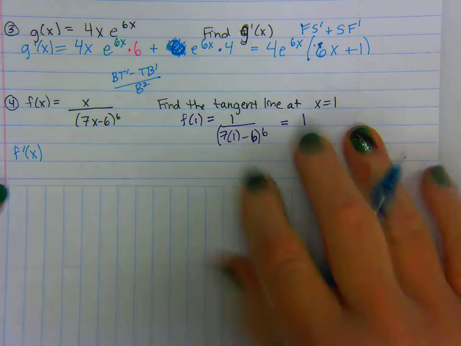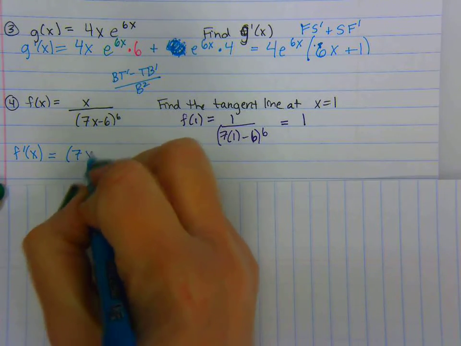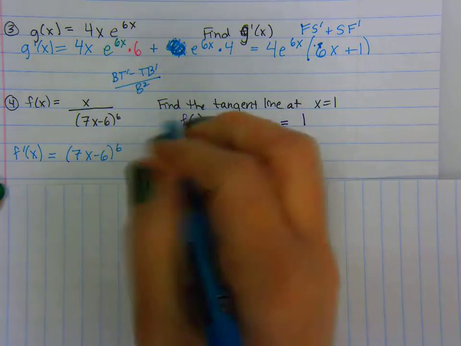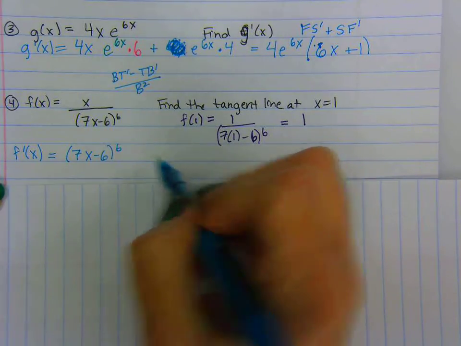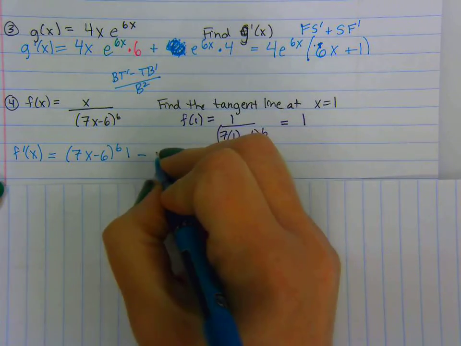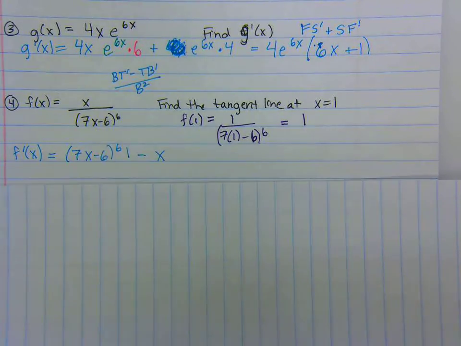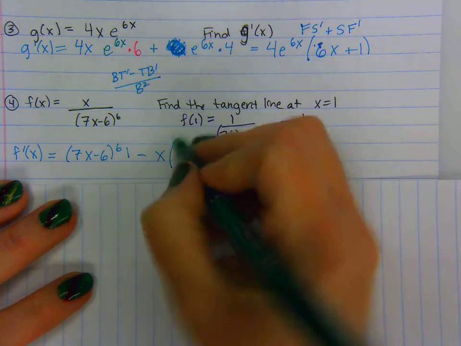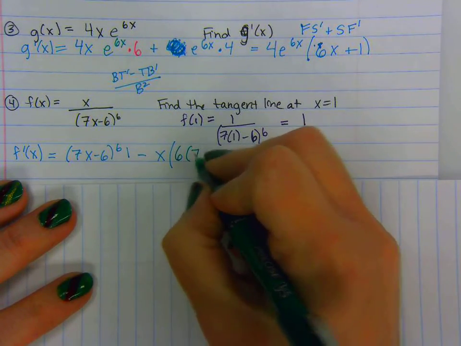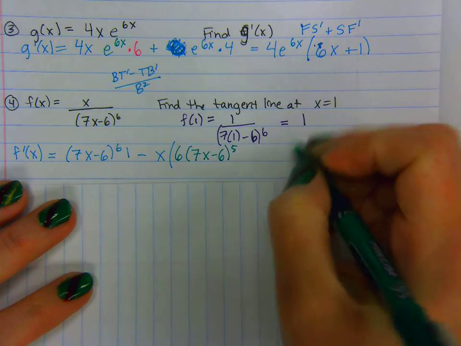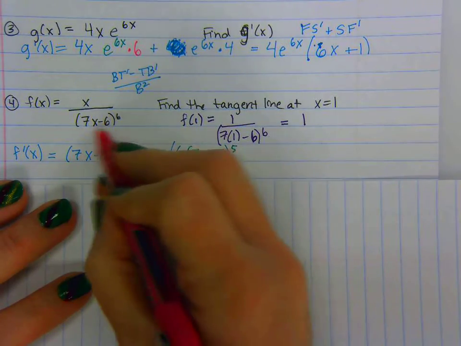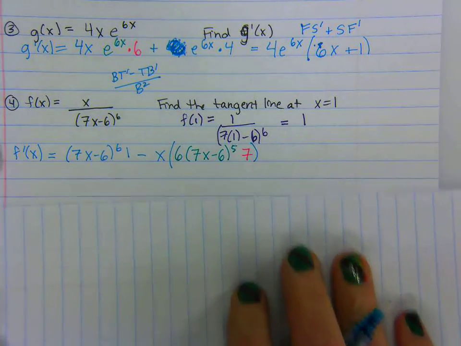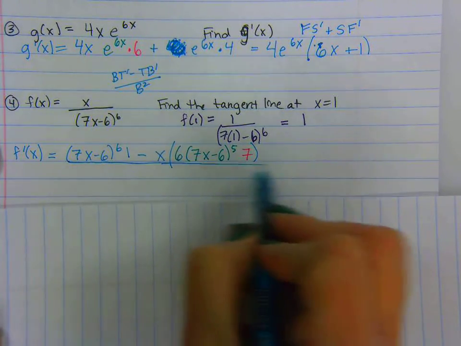Okay, so the bottom is (7x minus 6) to the 6th power times the derivative of the top, which is just 1, minus the top times the derivative of the bottom. Well, this is our chain rule right here. So we have 6 times the inside function to the 5th power times the derivative of the inside function, which is just 7. Okay, and then divided by the bottom function squared.